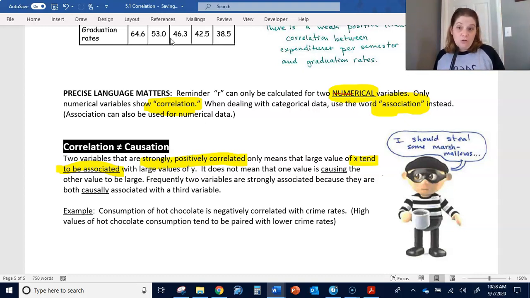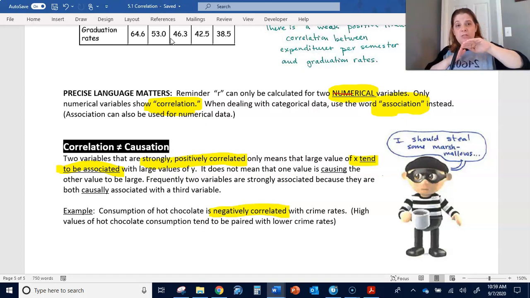For example, and this is true, consumption of hot chocolate is negatively correlated with crime rates. So that means that high values of hot chocolate consumption tend to be paired with lower crime rates. Now this doesn't mean that drinking a cup of hot chocolate makes you think, oh, well, I shouldn't go break into that bank now. No, both of these have this lurking variable behind them of cold weather. When the weather is cold, hot chocolate consumption tends to be high. Also, crime rates tend to fall when the weather is cold.